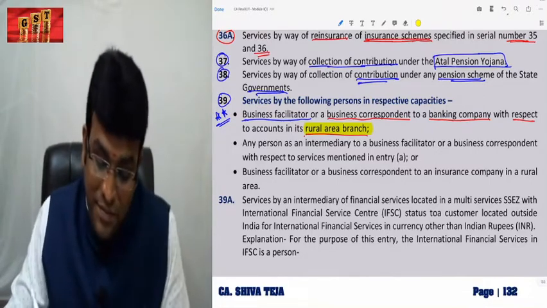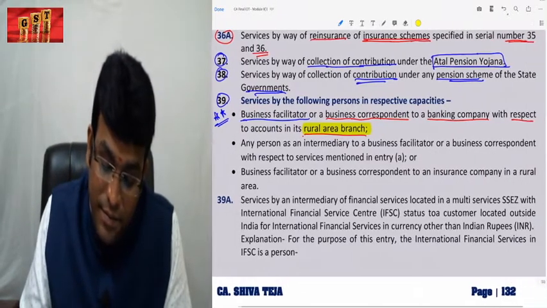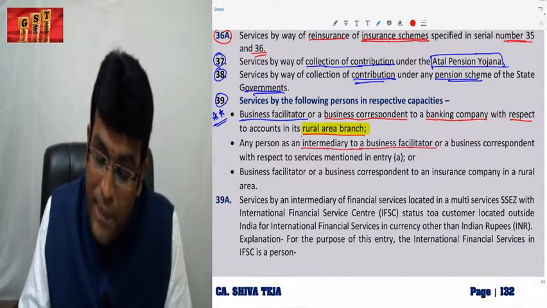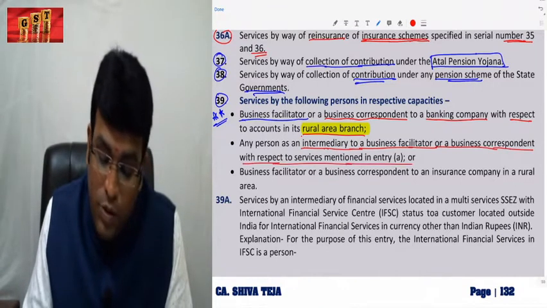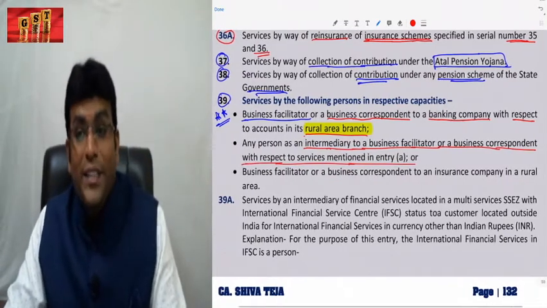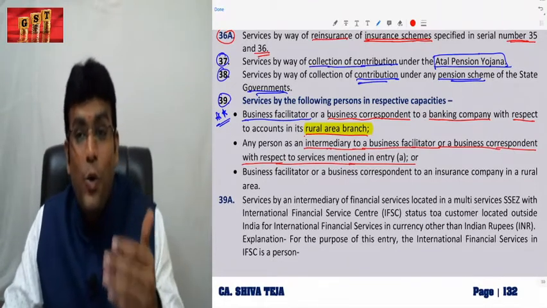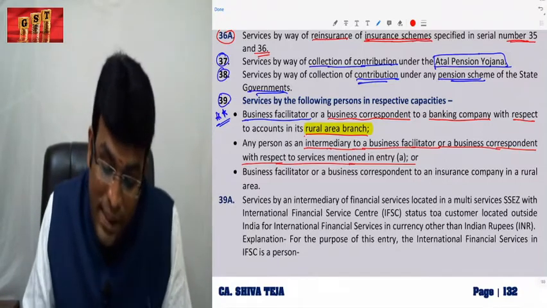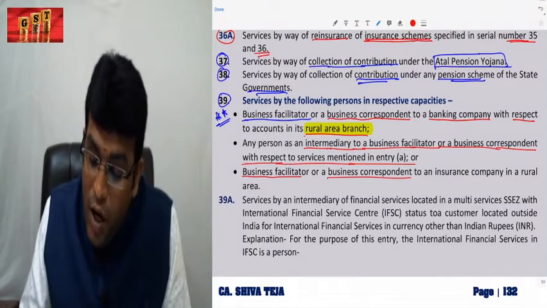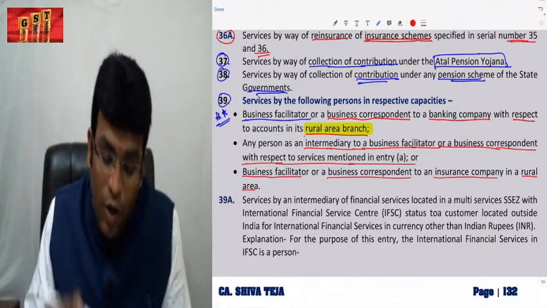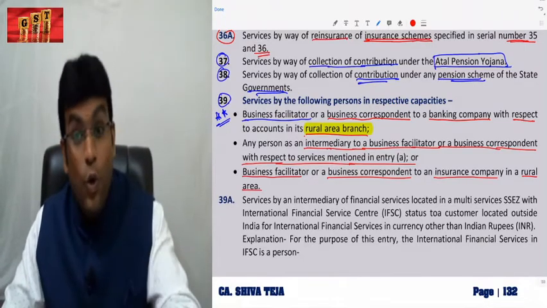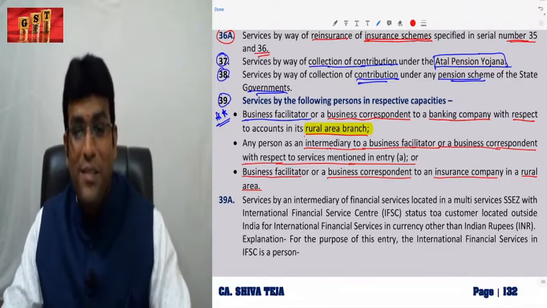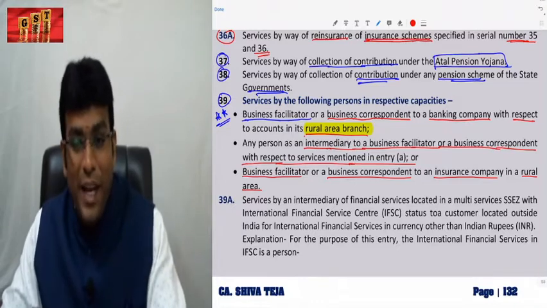Clear, friends? Then any person as an intermediary to a business facilitator or a business correspondent with respect to the service mentioned in entry A above, and entry A talks about accounts in rural area branch. Correct, right? Then business facilitator or business correspondent to an insurance company in what area? Rural area. So everywhere they are talking only about rural area. So exemption is given only for rural area branch, my dear friends. Clear? I'm sure this point makes sense for all of us.